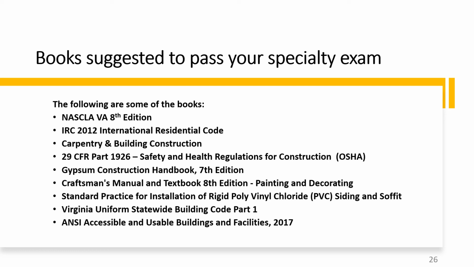Books suggested to pass your specialty exam. The following are some of the books: NASCLA Virginia 8th edition, IRC 2012, the International Residential Code, Carpentry and Building Construction, 29 CFR Part 1926, Safety and Health Regulations for Construction, OSHA, Gypsum Construction Handbook, 7th edition, Craftsman's Manual and Textbook, 8th edition, Painting and Decorating, Standard Practice for Installation of Rigid Polyvinyl Chloride, Siding and Soffit, Virginia Uniform Statewide Building Code, Part 1, and ANSI Accessible and Usable Building and Facilities, 2017.